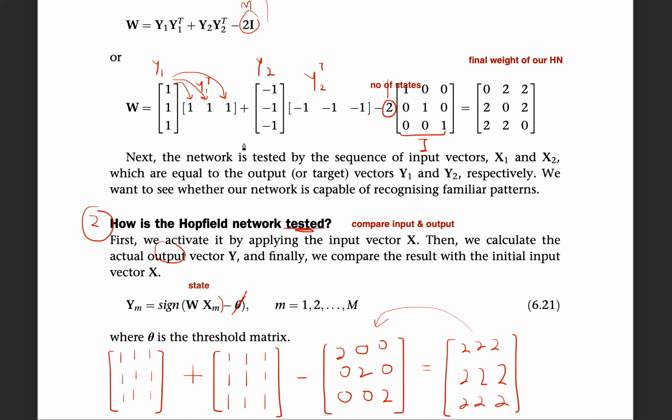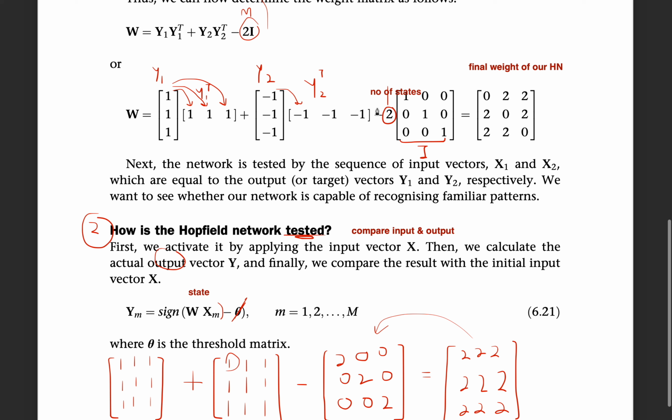Okay, so plus, then negative 1. We solve y2 next, negative 1 times negative 1. We will get this one: negative 1 times negative 1 is 1, negative 1 times negative 1 is also 1. After row 1 is done, we solve the second and third rows, so we will get 1 1 1, 1 1 1, 1 1 1. Then minus the number of states. The number of states is 2, so we multiply 2 times the identity matrix.